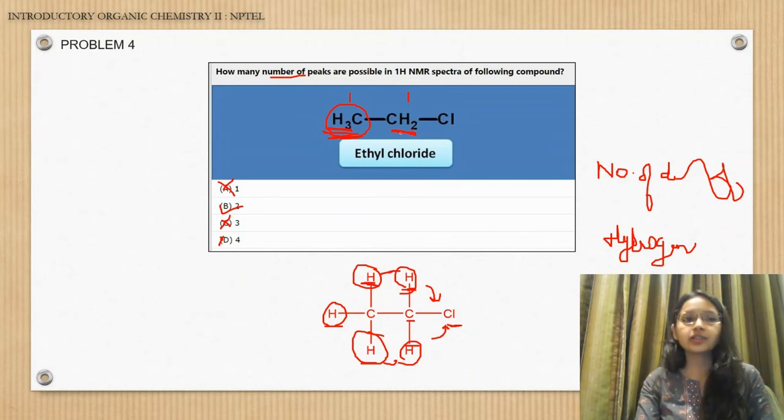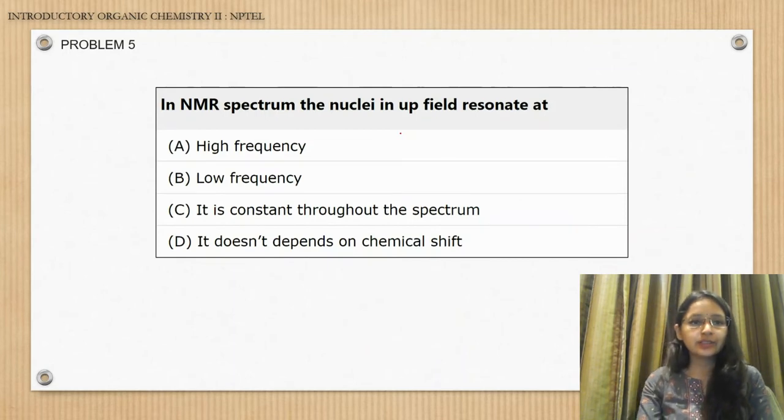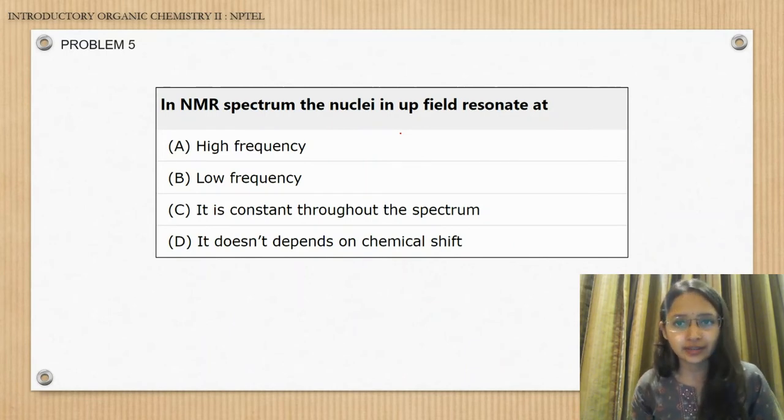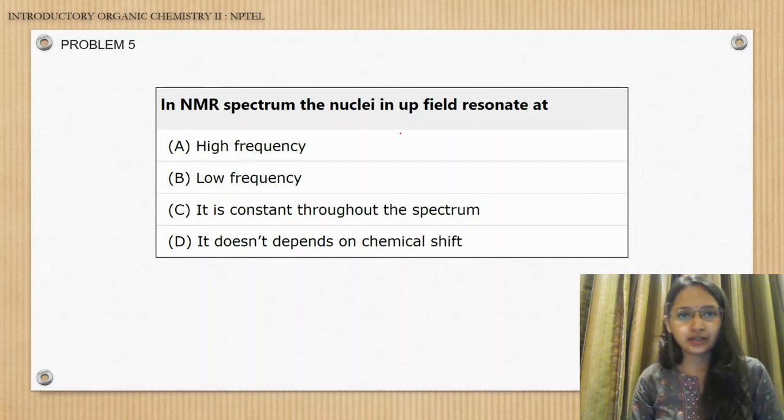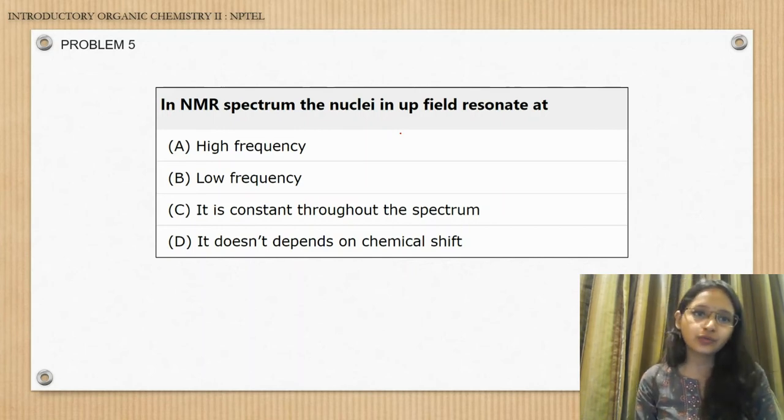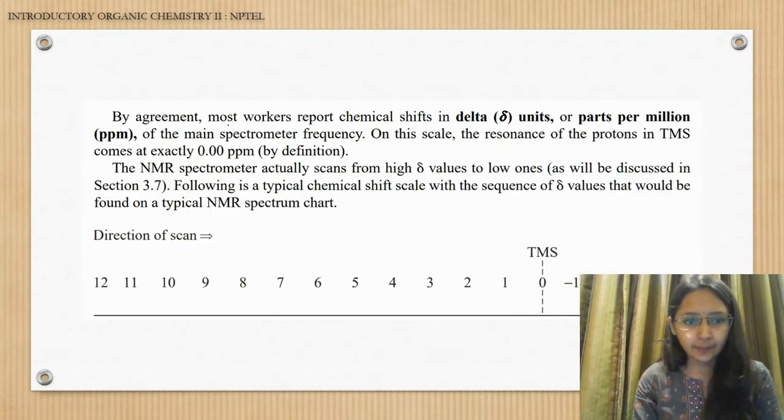Now I'm going forward to problem 5. In problem 5, they are asking: in an NMR spectrum, the nuclei in a field resonate at, first option, high frequency; second, low frequency; C, it is constant throughout the spectrum; D, it doesn't depend on chemical shift. See what happens here: first you have to look at the upfield. What is upfield? What is downfield? You have to look at that. Now there is a scale, right?